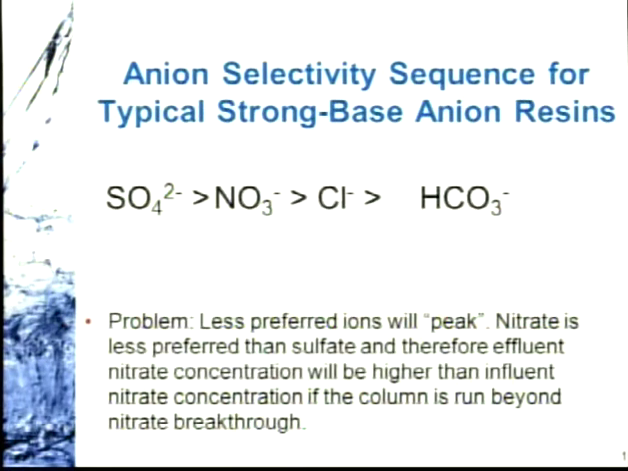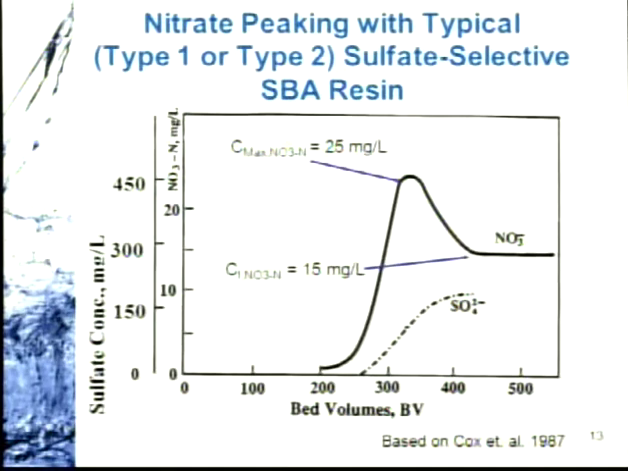Now, this gives you an example of that selectivity sequence. Sulfate preferred more so than nitrate over chloride and over bicarbonate. Those less preferred ions will quote-unquote peak. And because nitrate is less preferred than sulfate in a standard strong base anion exchange resin, it does have that potential to peak higher in the treated water than in the raw water if allowed to operate past that point on the breakthrough curve. And I believe here's a picture of that.